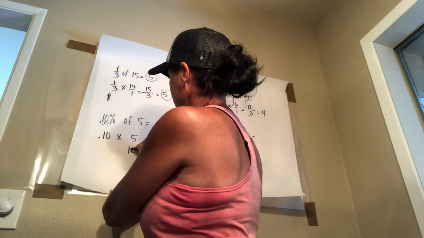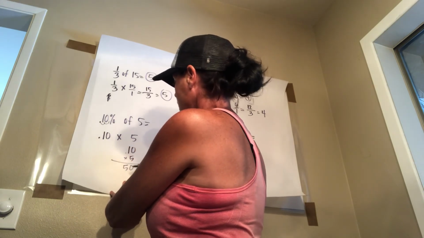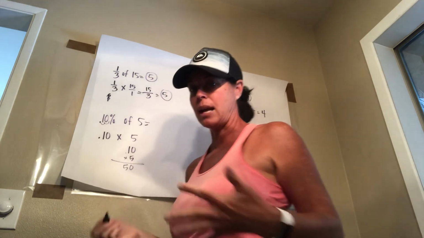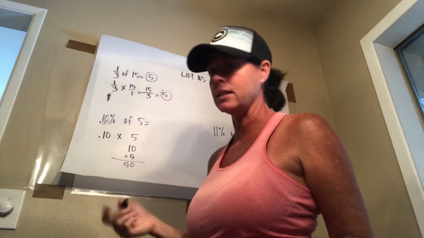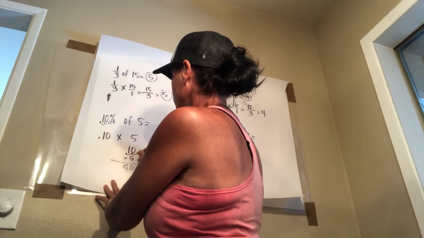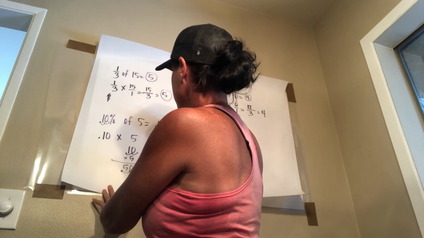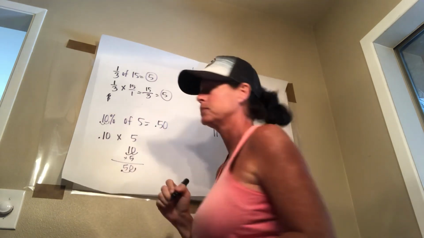Okay, so 10 times 5 is 0.50. But I have to put a decimal in there because I have a decimal here. I moved it over 2 times, so I have to move this one over 2 times. 1, 2. So the answer is 0.50. Okay?